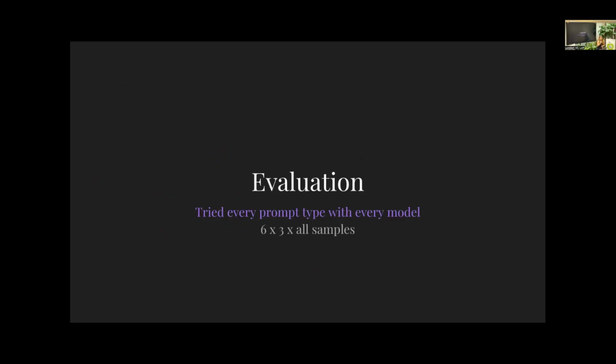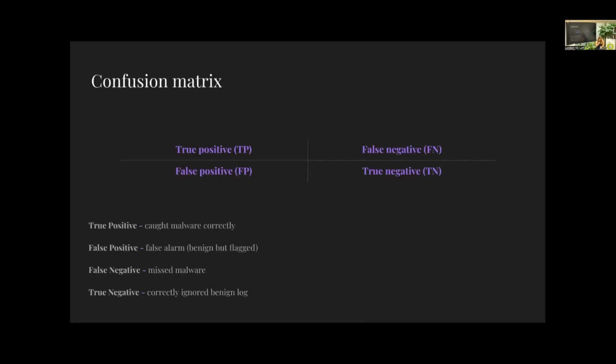And to evaluate the results I got from the experiments, I tried every single prompt type, so these 6 prompt types, with all 3 models and with all my samples. So you can imagine it was a lot. To start getting the results, I used something called a confusion matrix, where I was able to categorize each result into these 4 categories.